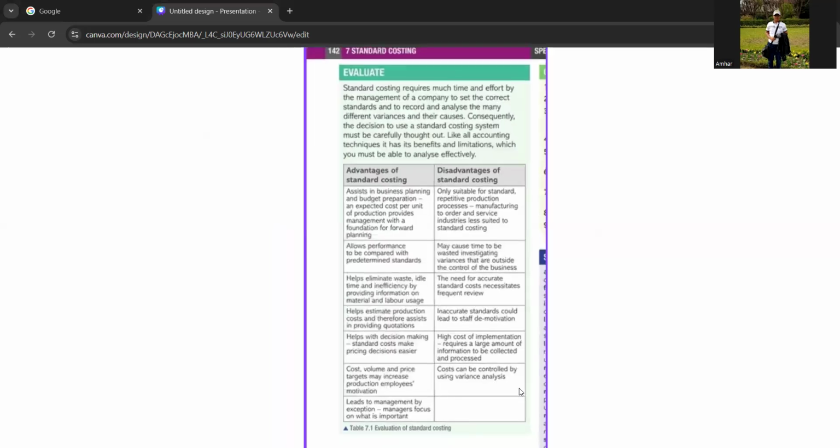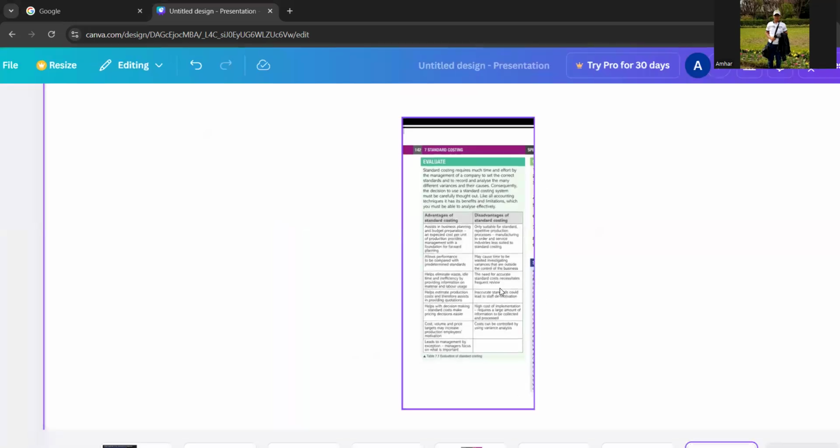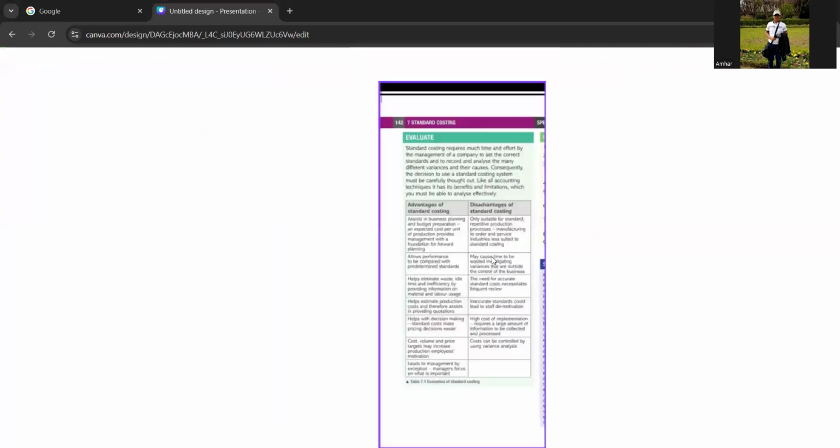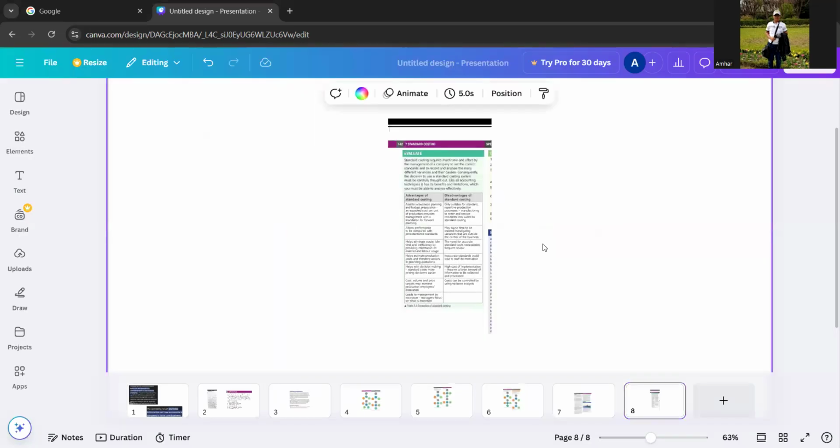Okay, so all these are advantages and disadvantages. If you understand and memorize this, you can answer all the theory questions in standard costing. So I hope you will memorize all these, and I hope you will understand everything. Okay, do you have any doubts until this? No, no doubts. Okay.